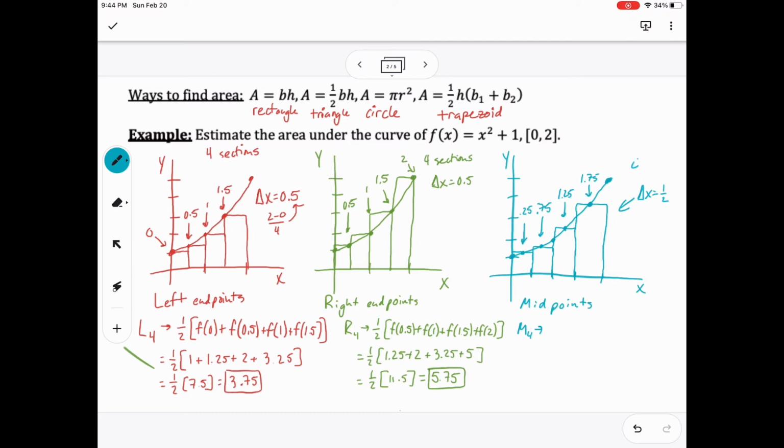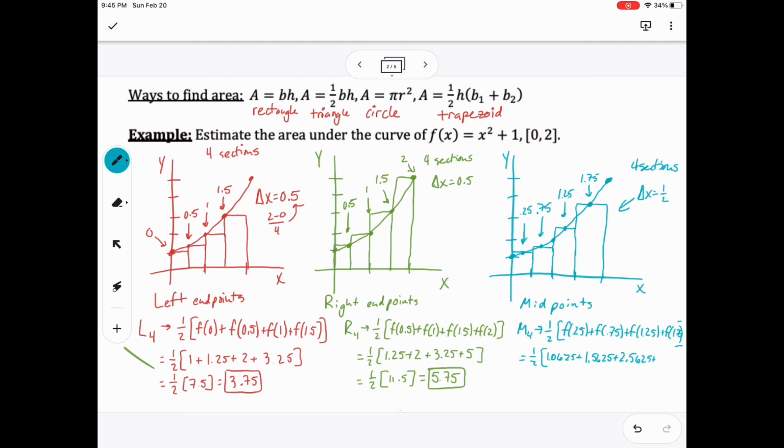So this area should fall in between the two values that we already found with estimation. And so that means that halfway in between would be x values of 0.25, 0.75, 1.25, and 1.75. Now notice it's the x value that we're taking the midpoint of, not the y value. Okay?